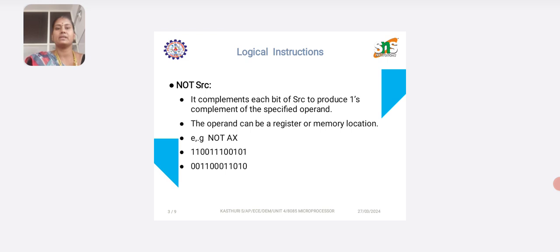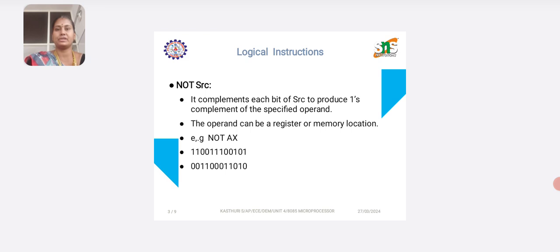So NOT of source performs the ones complement of a binary number. Ones are converted into zeros and zeros are converted into ones. After that, the data is stored into the memory location. The data we can give directly, that is called immediate. If we represent the data in the instruction itself, it is termed immediate. If we store the data in a register, it is register addressing.